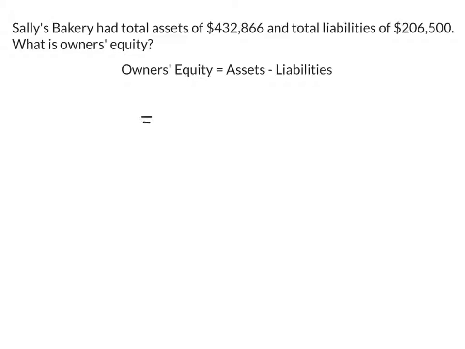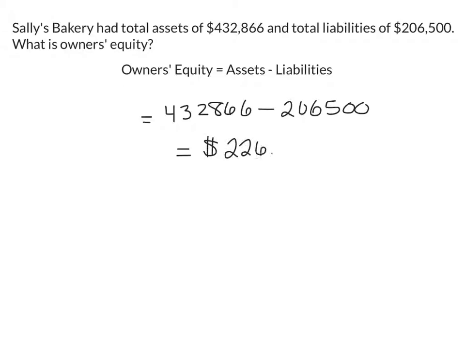The problem tells us that total assets is $432,866, and then we'll subtract the total liabilities, which is $206,500. When we subtract those two values, we get a net worth, or owner's equity, of $226,366.